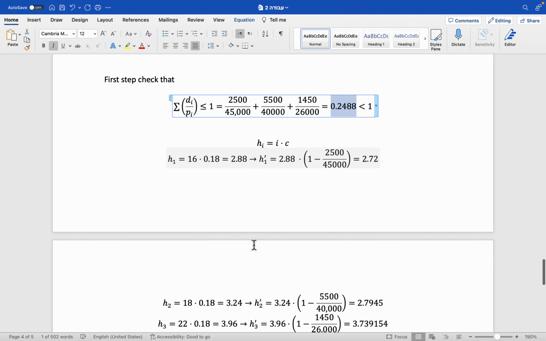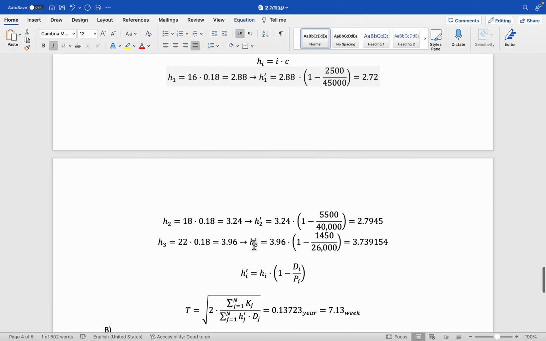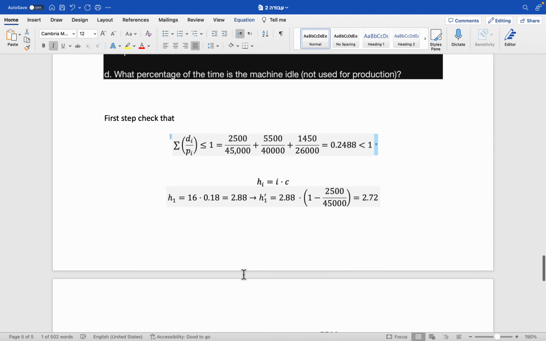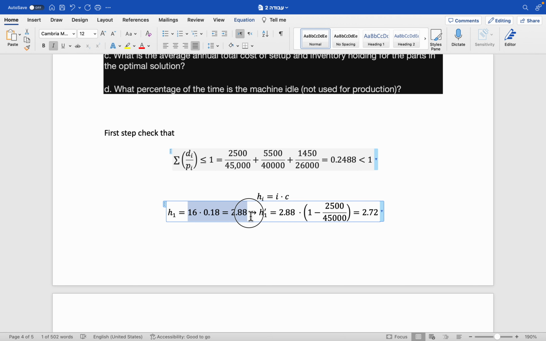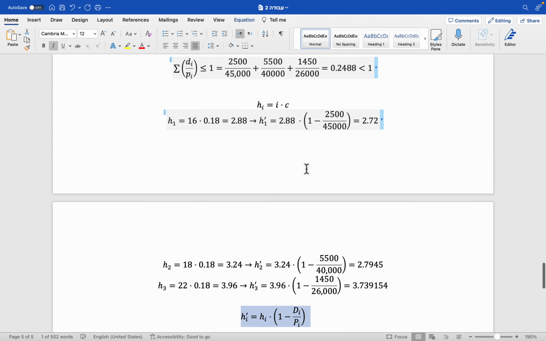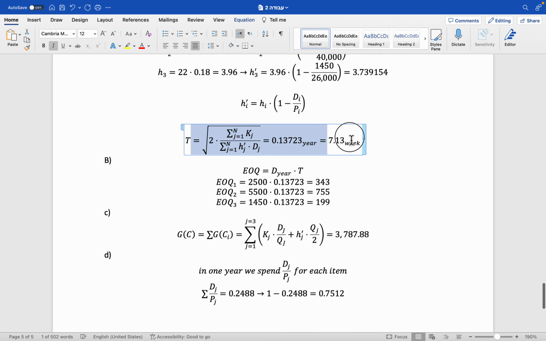And now, in order to find the cycle time, we'll look at this formula, which will help us find the cycle time. So this is the holding cost when there is no production, and this is the fixed holding cost when there is production. This is the formula I'm using. I just plug in the numbers, and I'm getting each holding cost, and then I'm plugging into this formula and getting the cycle time. So it's 0.1373 years, or every like 7 weeks.